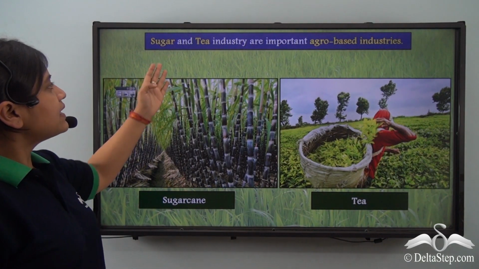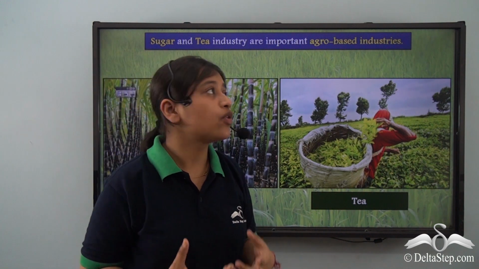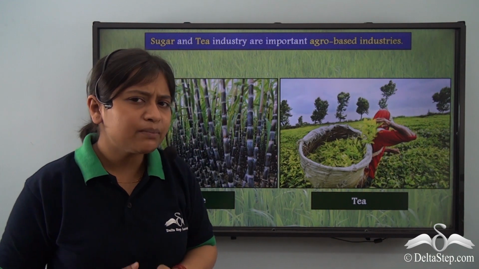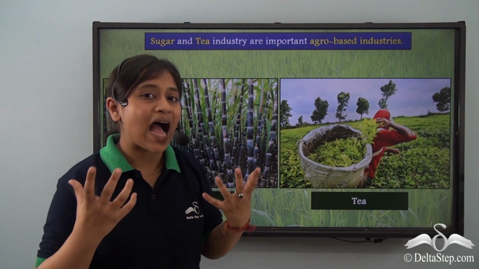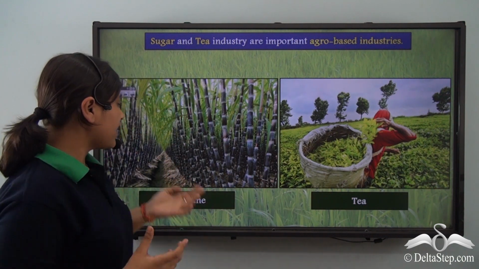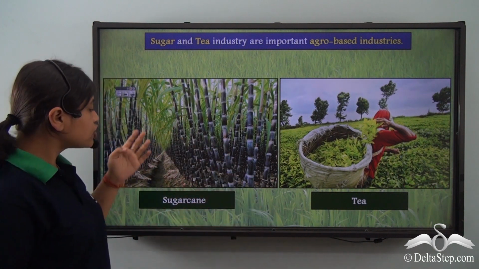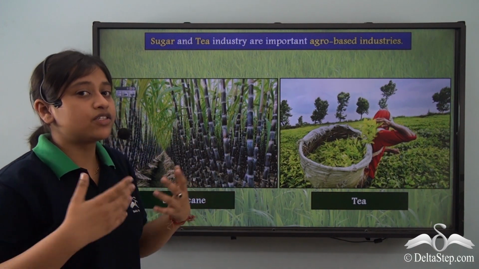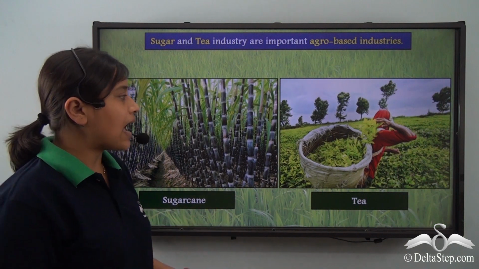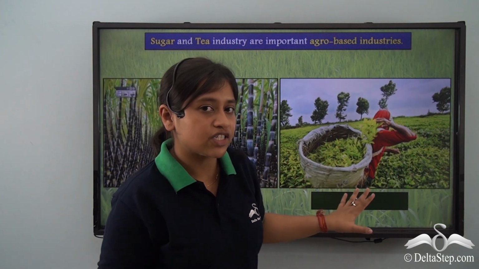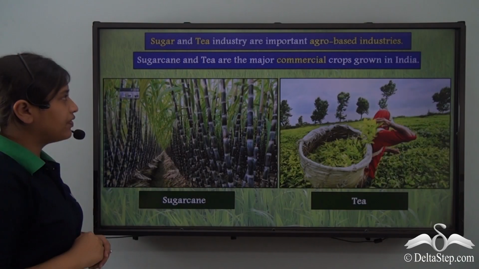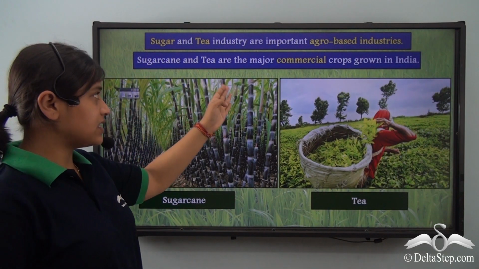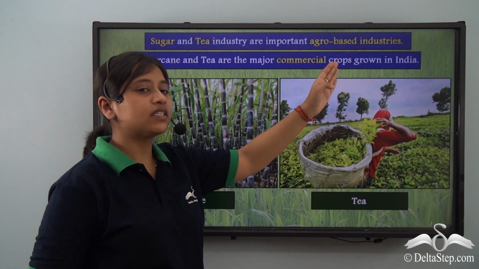Now, sugar and tea industries are important agro-based industries. What do we mean by that? That these products are drawn from raw agricultural crops like sugarcane and tea. From sugarcane we derive sugar that is distributed in the markets, and from tea leaves or tea plantations we have the tea that we have every day. Therefore, sugarcane and tea are major commercial crops in India.